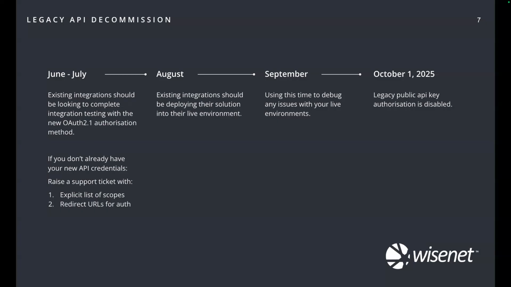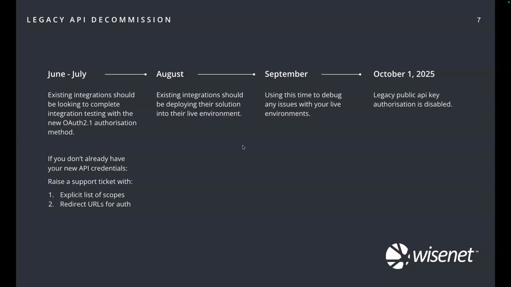In August, we're hoping that you're deploying the solution to your live environment. In September, using that time to debug any issues in your live environment, if you've expanded your scope, if you're using a few new endpoints in there, if you're making use of webhooks. October 1, we will be turning off the old legacy public API key authorization.